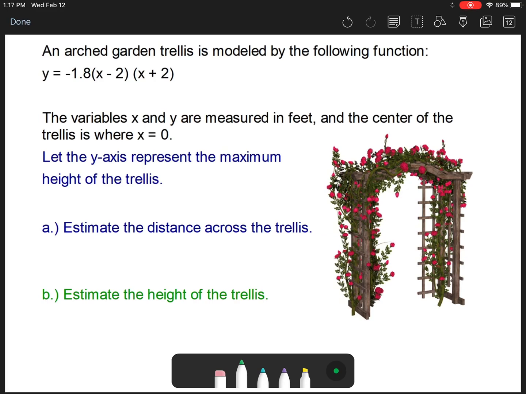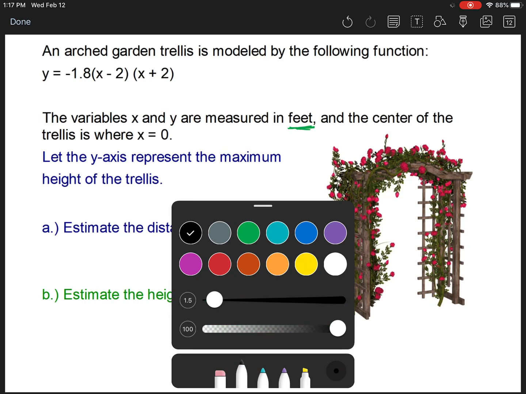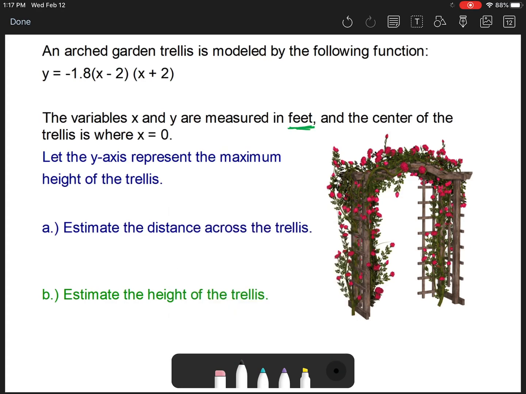For example, an arch garden trellis is modeled by the following function: y equals negative 1.8 times (x minus 2) times (x plus 2). And we're going to use that in order to answer some questions. The variables x and y are measured in feet, and the center of the trellis is where x equals 0. That means here's the center of my trellis. So this would be where x is 0, which means it's on the y-axis.